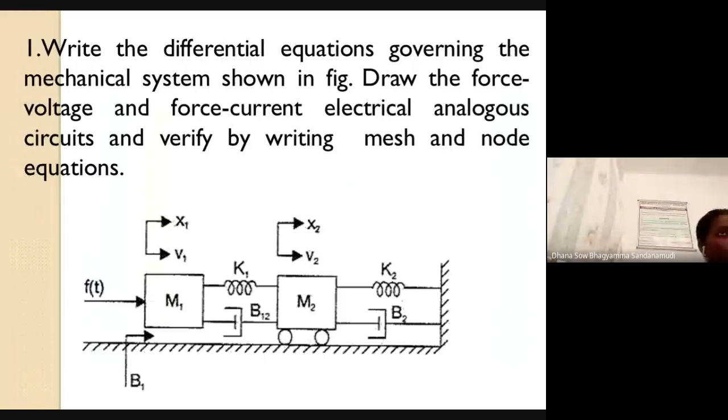This is a mechanical translational system which has been given to us. Whenever a mechanical translational system is given, you can write down the force balance equations for it. We have already solved such problems. I have forwarded the PPTs to you. I hope you have gone through them. If you have not gone through them, you won't be able to understand today's class.